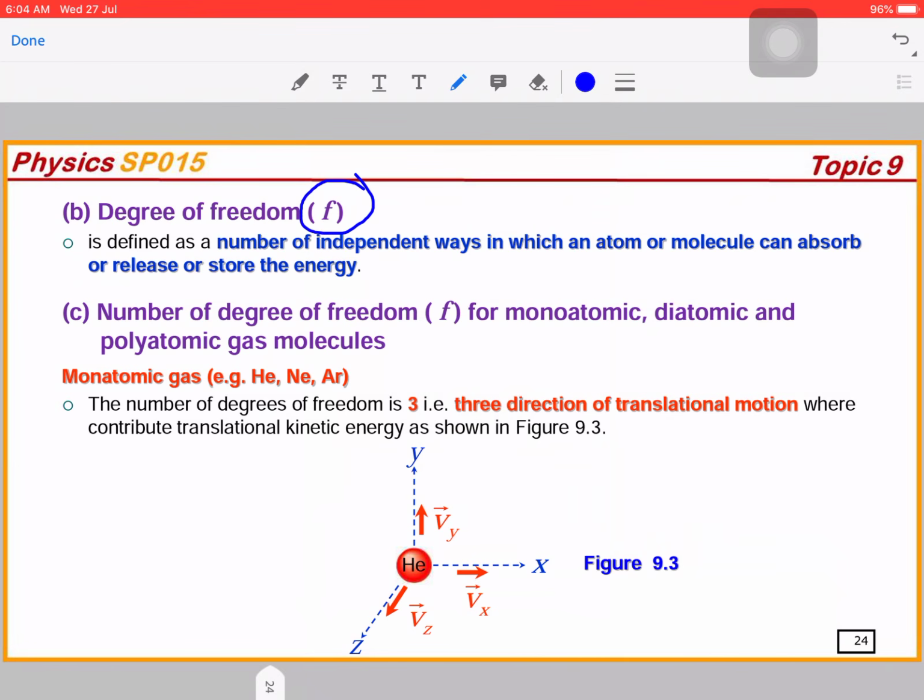For monoatomic gas, the number of degrees of freedom is 3. The 3 directions of translational motion will contribute translational kinetic energy, as shown in figure 9.3. So we can see for monoatomic gas, it can move in 3 directions, vx, vy and also vz. So the degree of freedom is 3.